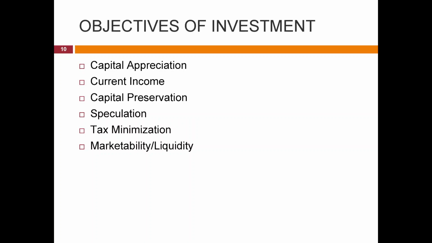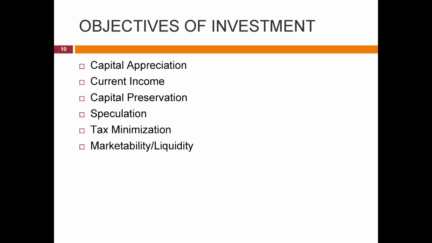Objective of investment. There are different objectives, and from person to person the objectives may vary. The first objective is capital appreciation. If a certain person requires capital appreciation, they go for real assets because they are going to appreciate. Current income: old age people require a regular income, so they go for monthly saving schemes. Capital preservation: there are certain persons who need to preserve the capital.